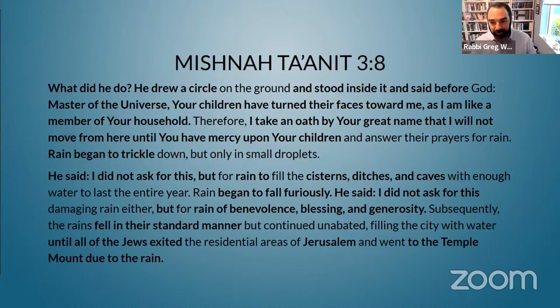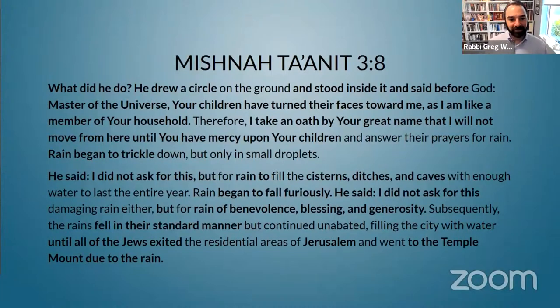What did he do? He drew a circle on the ground and stood inside it and said before God, Ribono shel Olam, master of the universe, your children have turned their faces towards me as I am like a member of your household. God, I am part of your court and everyone here knows it. So they're looking to me. Therefore, I'm swearing an oath by your great name that I will not move from this spot until you have mercy upon your children and answer their prayers for rain.